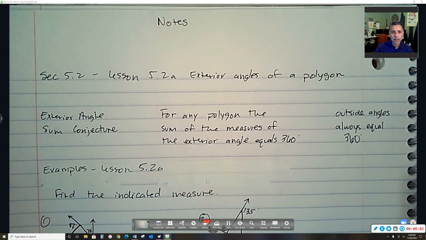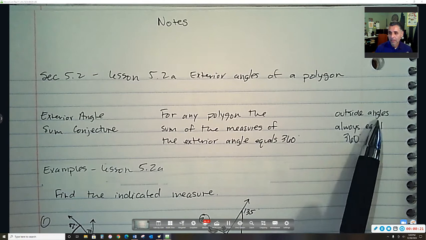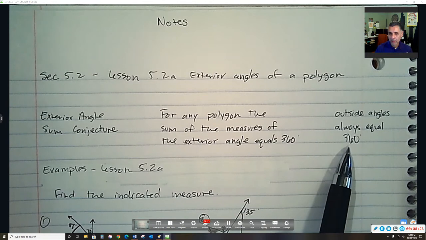So here's the next set of notes. This one is section 5.2, exterior angles of a polygon. So these are the outside angles. The last set of notes was for the inside. These are for the outside. And this one's easy. It doesn't matter what polygon it is. The outside angles always equal 360.